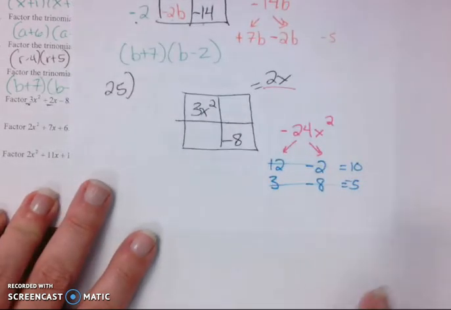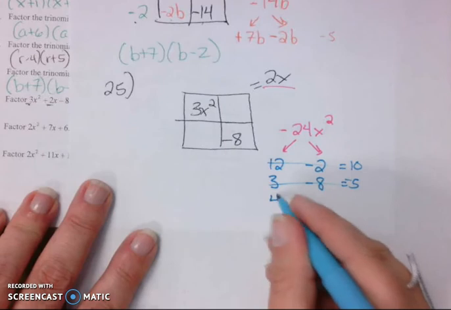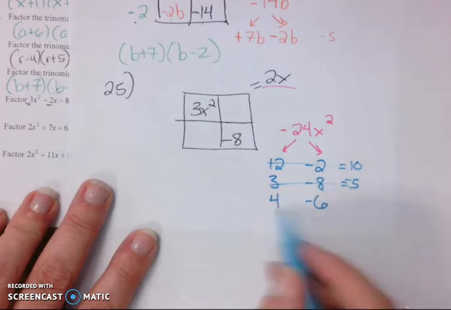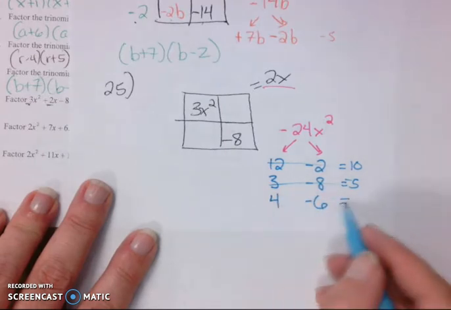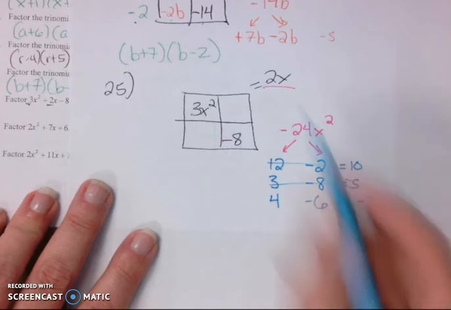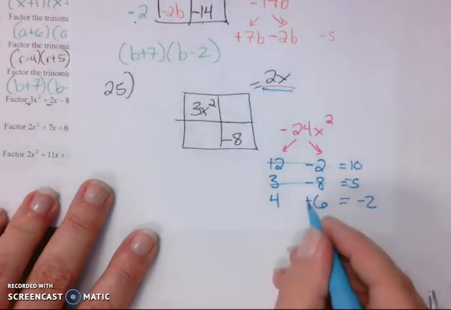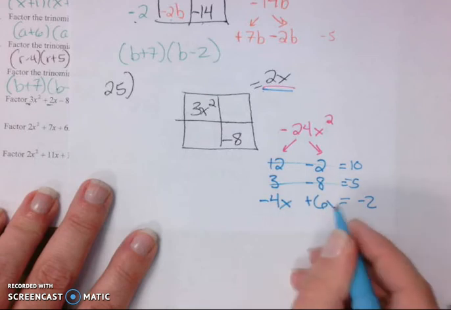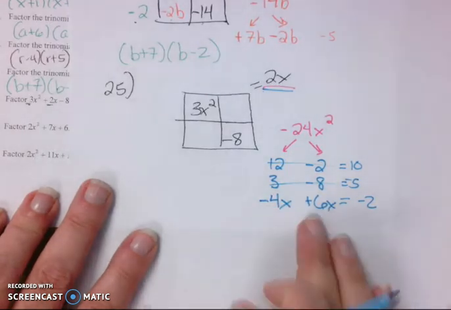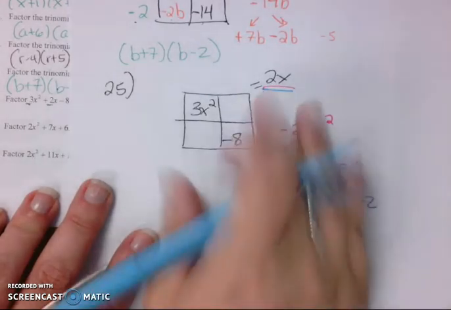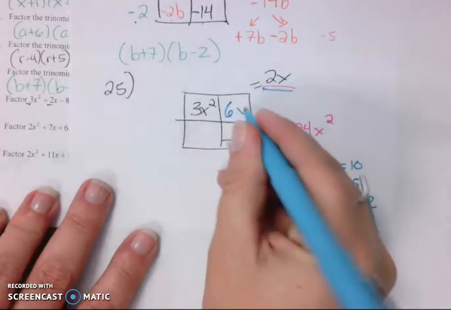What else goes in 24? 4 and 6. So 4 times 6, add those together, I get negative 2. There we go. Positive 2, change my signs. Add the x's. Negative 4 times 6 is negative 24. Add them together, positive 2. So those are my two factors.